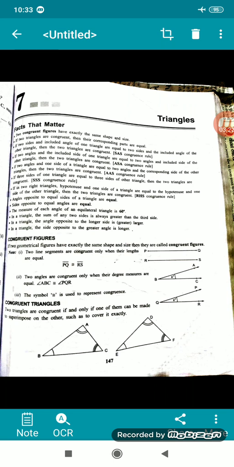Now we go to the next point, that is congruent triangles. Two triangles are congruent if and only if one of them can be made to superimpose on the other so as to cover it exactly. In the figure, AB is same as DE, AC is same as DF, BC is same as EF, angle A is congruent to angle D, angle B is congruent to angle E, angle C is congruent to angle F. Then we say both the triangles are congruent to each other. Now we go to the next point. See note 1 and 2. Same thing what I said is written.